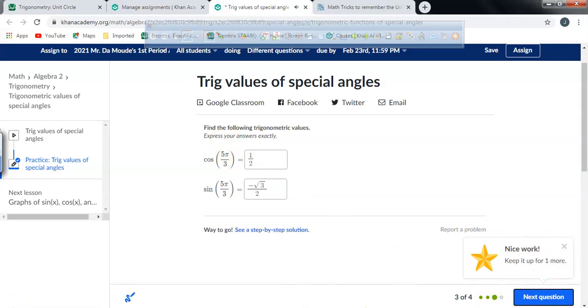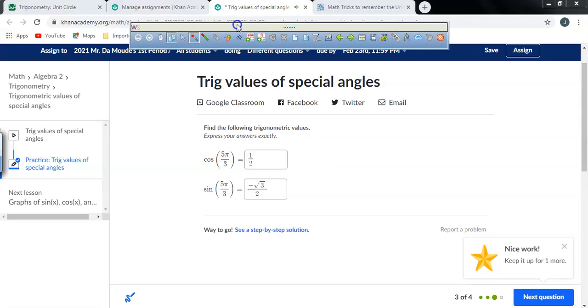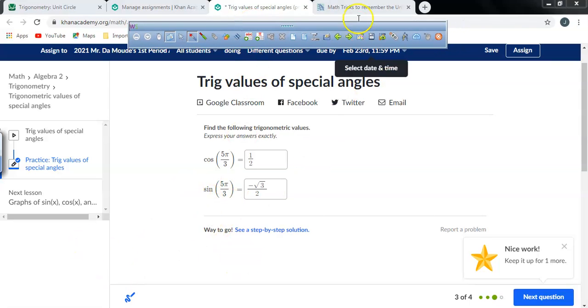Alright, so good luck. I hope this was helpful on demonstrating how to do it by hand, but also, if you have this in your journal, how you can use your journal to help you.